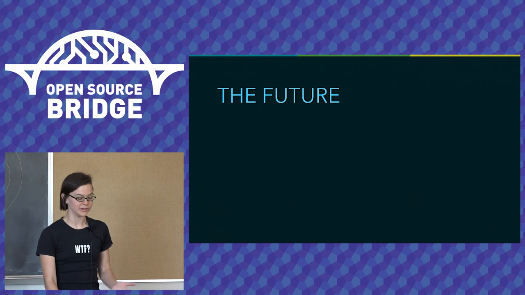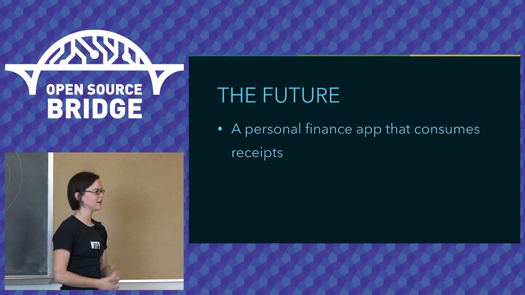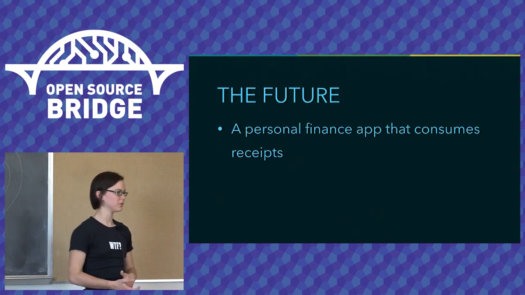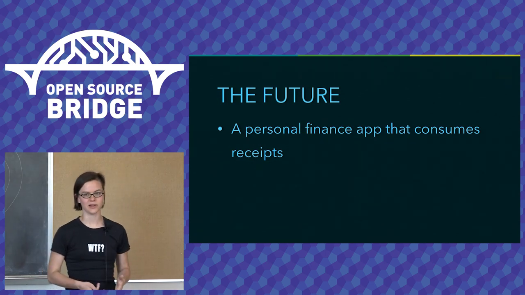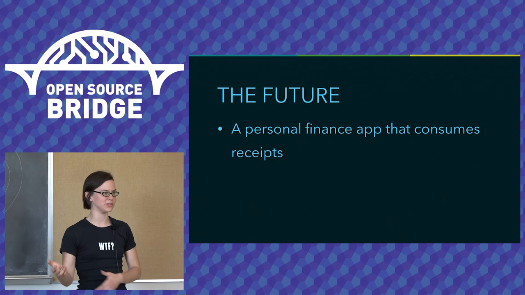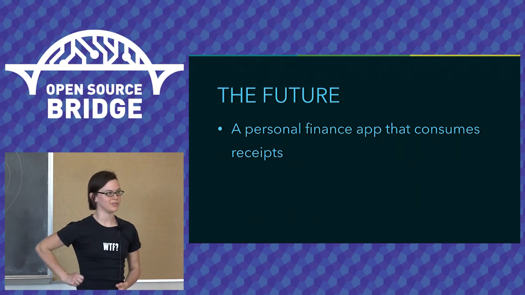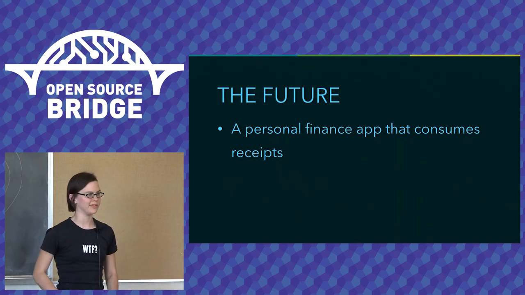One little example is you could build a personal finance app that pulls all the receipts out of your email, and whenever you buy something somewhere, that person sends you a receipt. You could have just Venmo on top of your email.